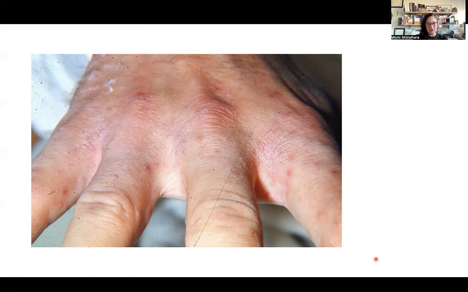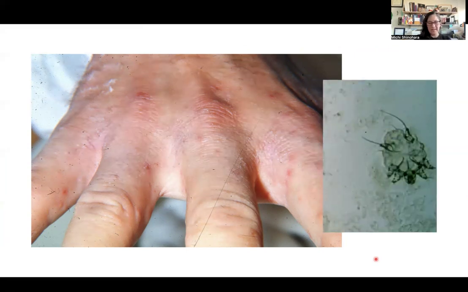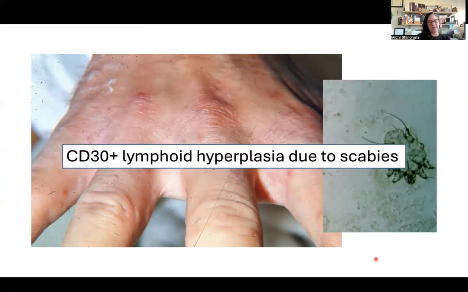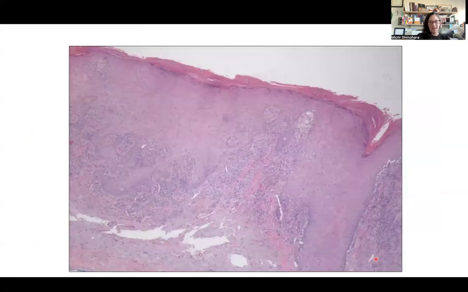Her adult son had just returned from college, and he had scabies. And so she likely also had scabies, as demonstrated by a scraping. So this is CD30 lymphoid hyperplasia due to scabies. Very, very critical clinical history that changed things quite dramatically.